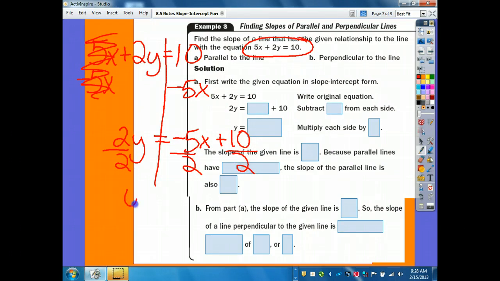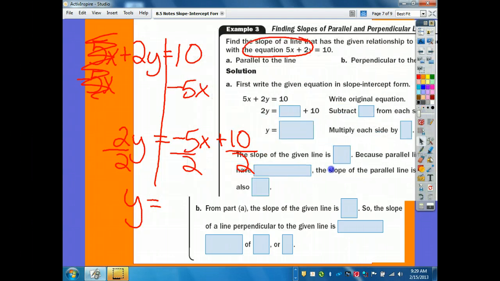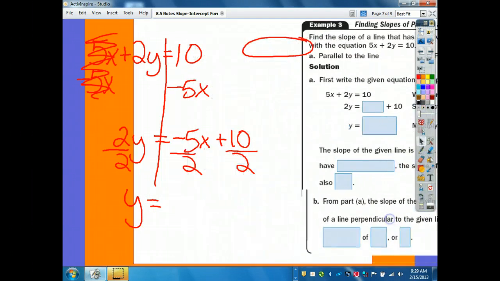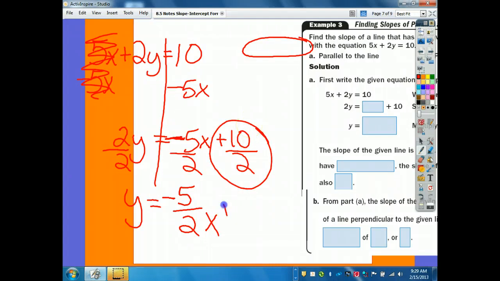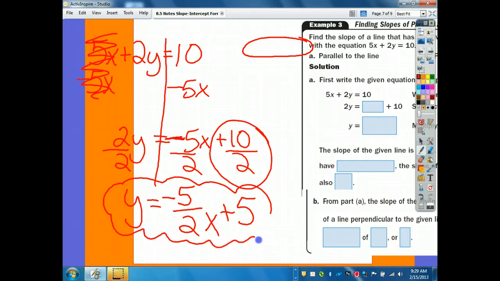Now I have y equals negative 5 over 2 x plus 5. Agreed? Yes. So I want to just leave this as negative 5 over 2x, right? And then what does this part turn into? Plus 5. Now we have it in our function form, or slope-intercept form.